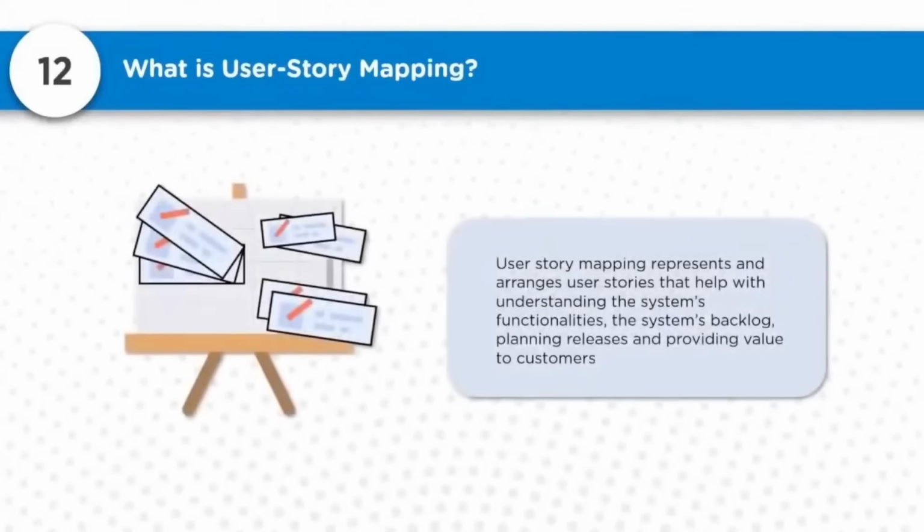So what is user story mapping? User story mapping represents and arranges user stories that help with understanding the system's functionalities, the system's backlog, planning releases, and providing value to the customers. First of all, we write user stories to understand the required features and functionality from the user perspective. Now if we map those user stories, which user story links to other user stories, which functionality links to other functionality, determining that becomes easier.